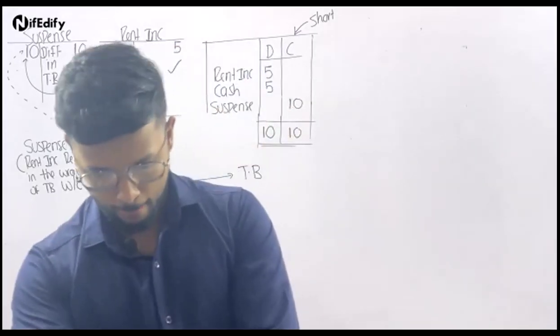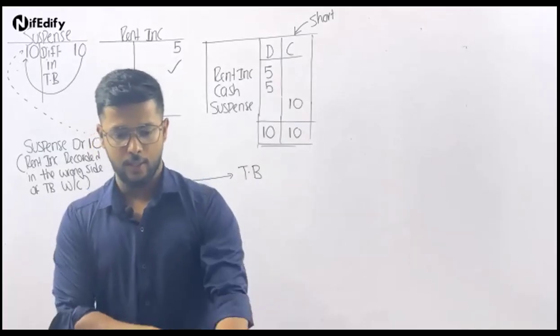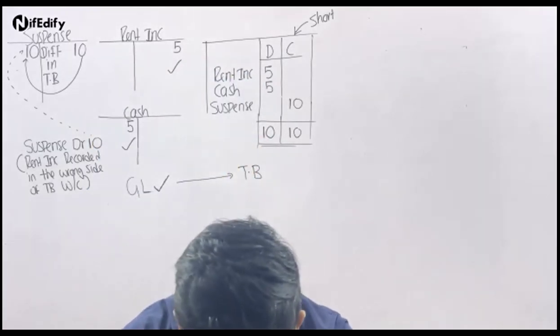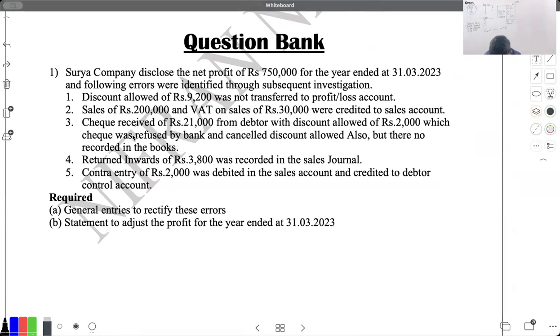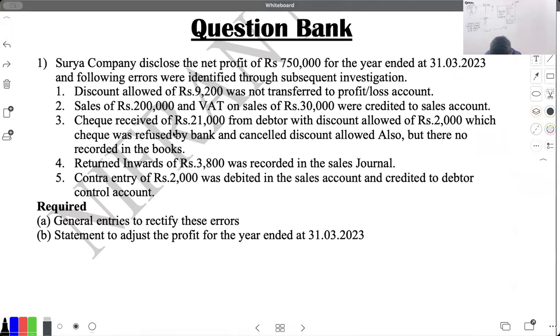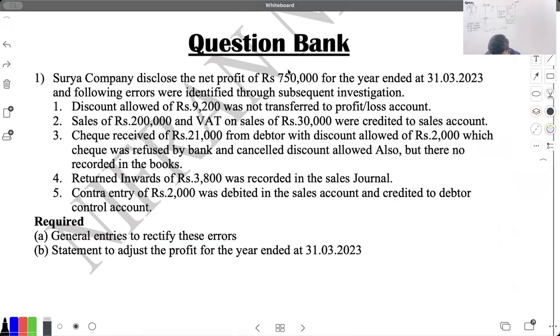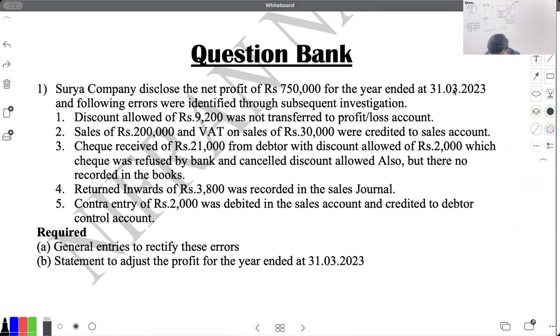Now, the homework I gave you was basically activity number 1. Surya Company disclosed the net profit 750,000 for the year ended 31st March 2023. And following errors were identified through subsequent investigation. Always keep in mind, if a question is related to error, obviously they will ask for the journal entries.